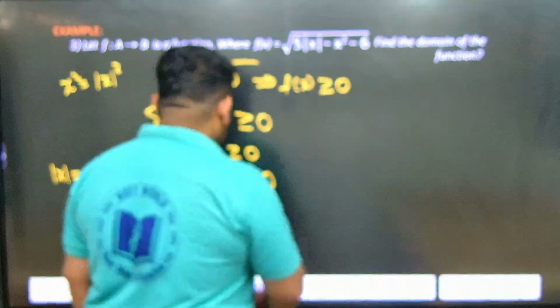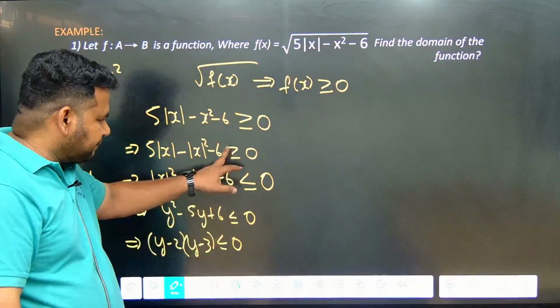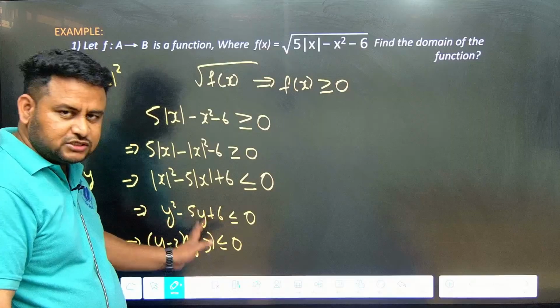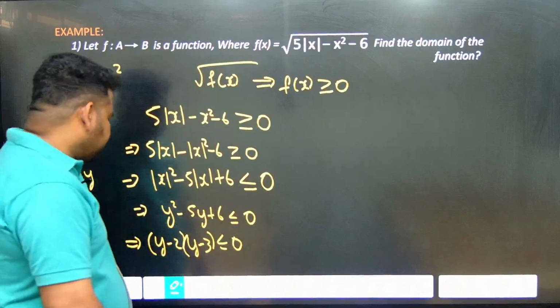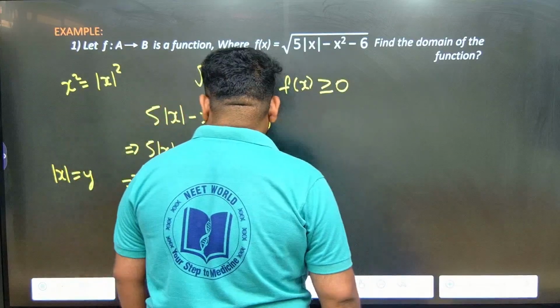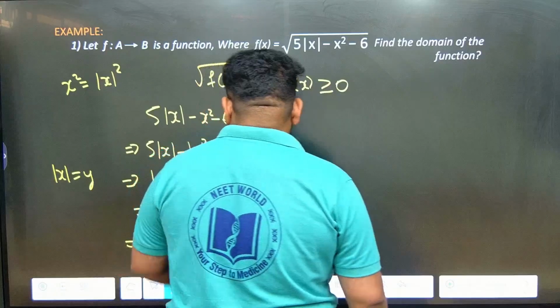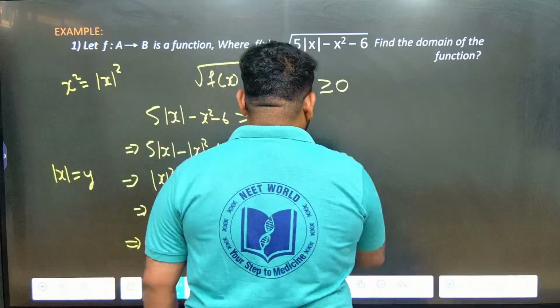Now less than or equal to 0. You have to apply the wavy curve method or whatever you want to apply for this inequality, not for the earlier one, because here the inequality has changed from greater than or equal to 0 to less than or equal to 0 because you multiplied with minus. So y minus 2, y minus 3 is less than or equal to 0. Let us use the wavy curve method itself.